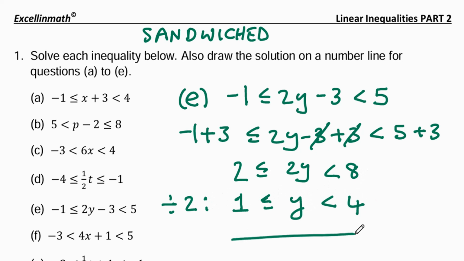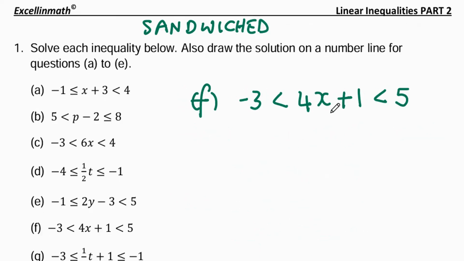Let's put this on a number line. We have y greater than or equal to 1, so we use a dot to show that we are including 1. Y is strictly less than 4, so we use a circle.